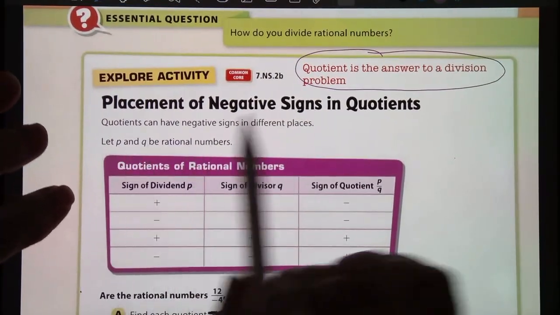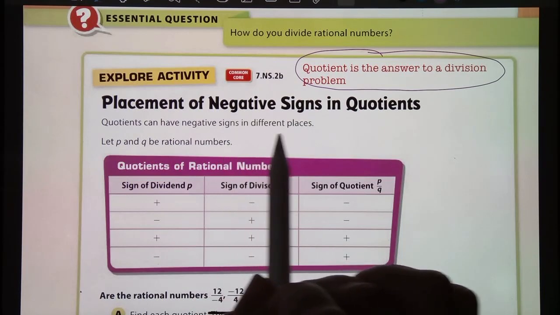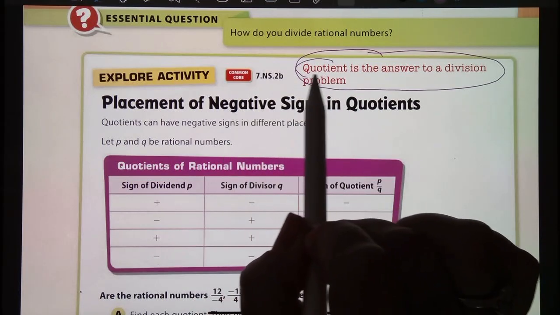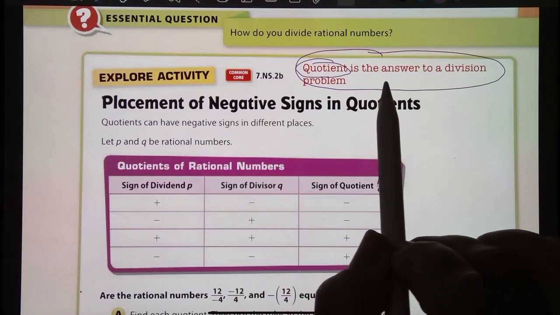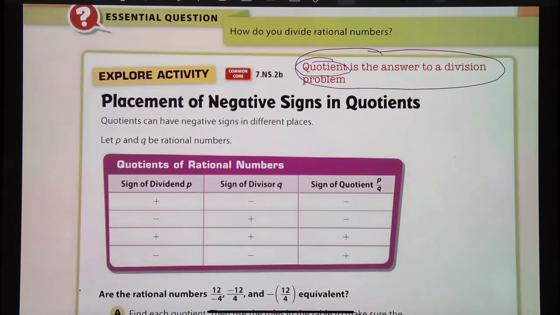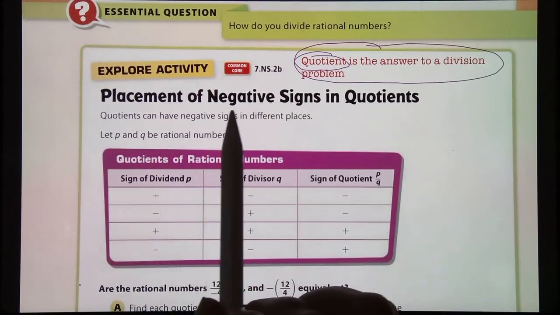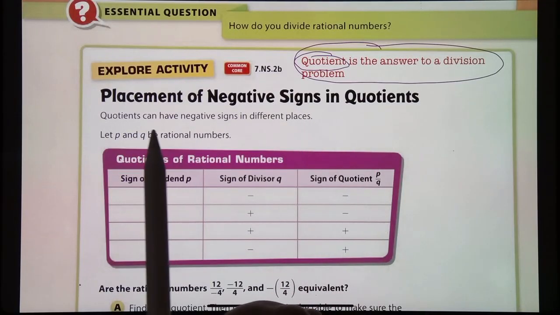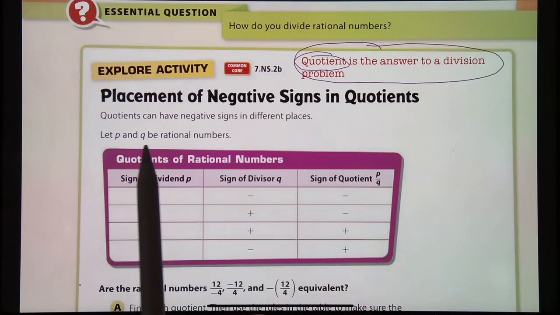A quick review. Quotients can have negative signs in different places. So a quotient is the answer to a division problem. Remember that. Quotient is the answer to a division problem. So placement of negative signs in quotients. Quotients can have negative signs in different places. Let P and Q be rational numbers.